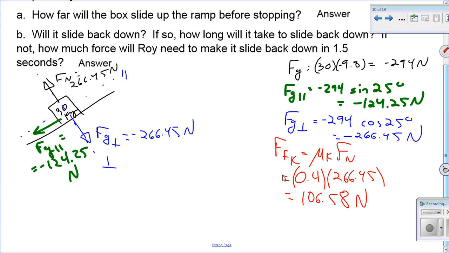All right, now, point for me. Which way is the kinetic friction going to go? Okay, I see some people pointing up, some people pointing down. So if you read the problem, it says, how far will the box slide up the ramp before stopping? So because the box is going uphill, friction is downhill. So there are actually two forces slowing the box down. Gravity and friction. Cool?